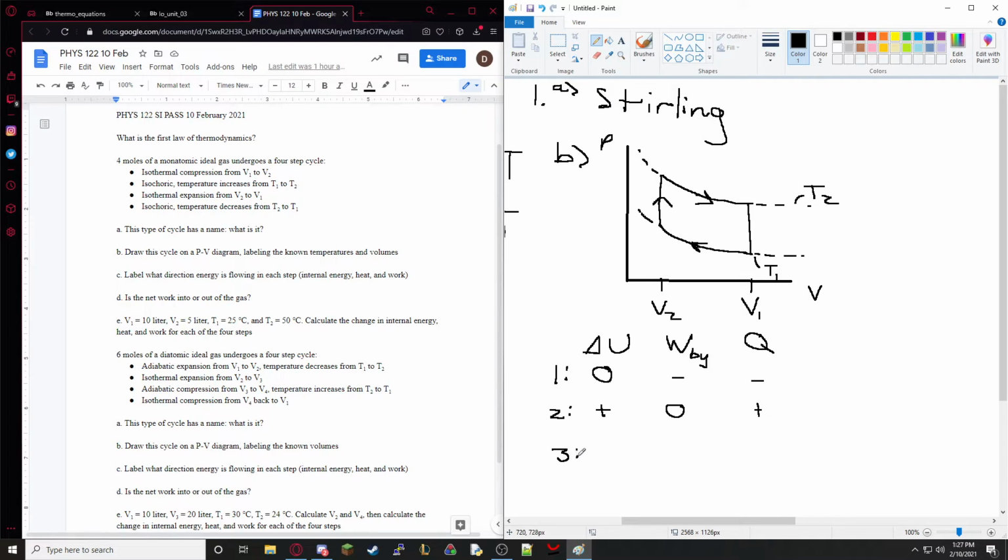So now for step 3. What's it going to look like? What's our delta U, what's our work, and what is our heat flow? It's going to be pretty similar to step 1, right?